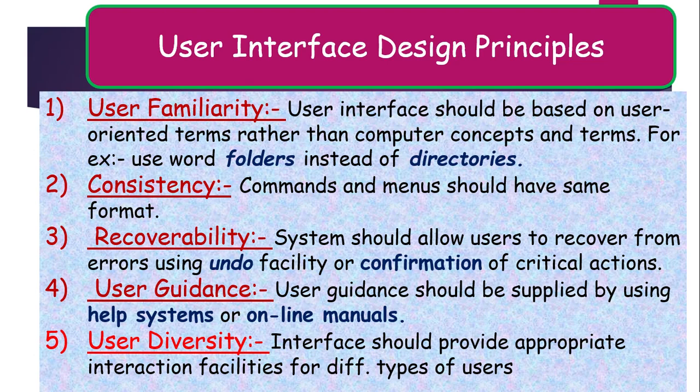Next is recoverability. The system should allow the user to recover from errors using an undo facility or confirmation of critical actions. It means the software system should provide different facilities to users to recover from different types of errors. For example, if by mistake the user deletes the data and wants that data back, then there should be an undo facility to recover the data.